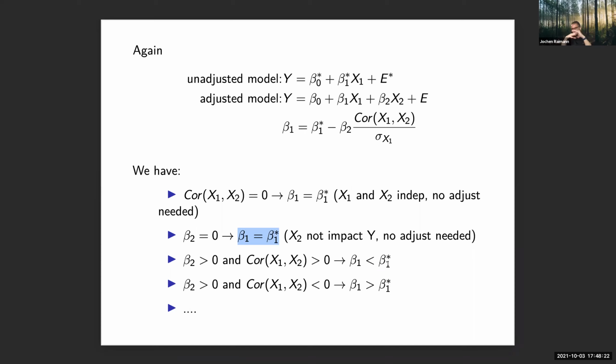The other way around is when beta 2 is greater than 0 and the correlation coefficient is smaller than 0. This is where it becomes an additive model. Multiple regression is an additive model, meaning that with beta 2 greater than 0 and the correlation smaller than 0, you have a lowering effect on your beta 1 asterisk. And by that, you essentially have a greater beta 1 than beta 1 asterisk. Make sense?